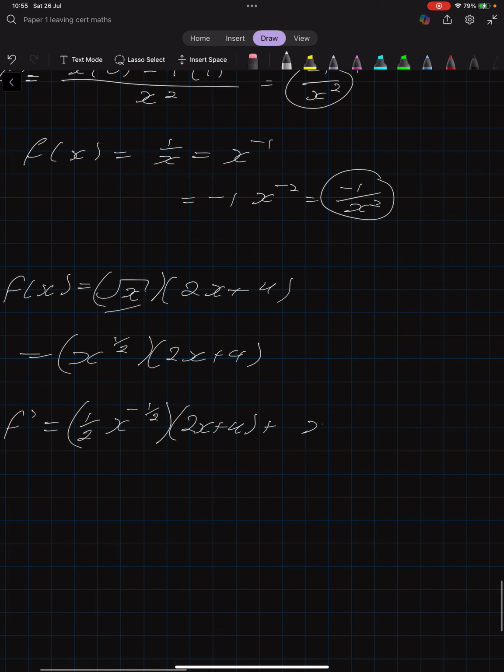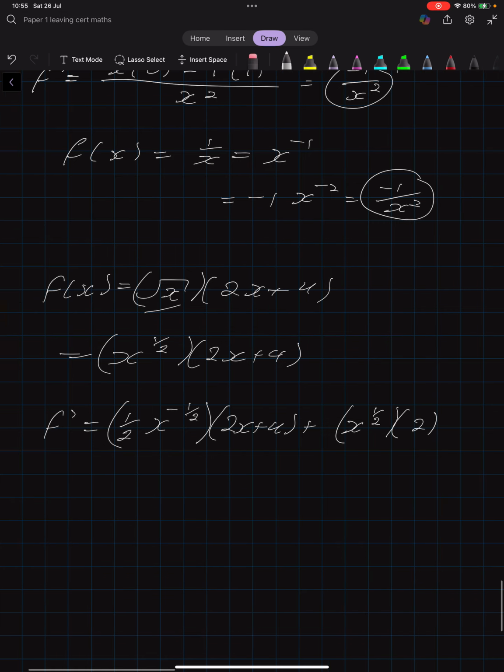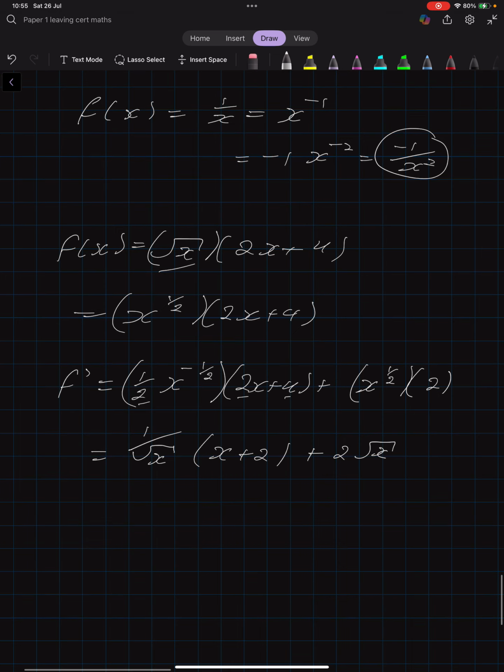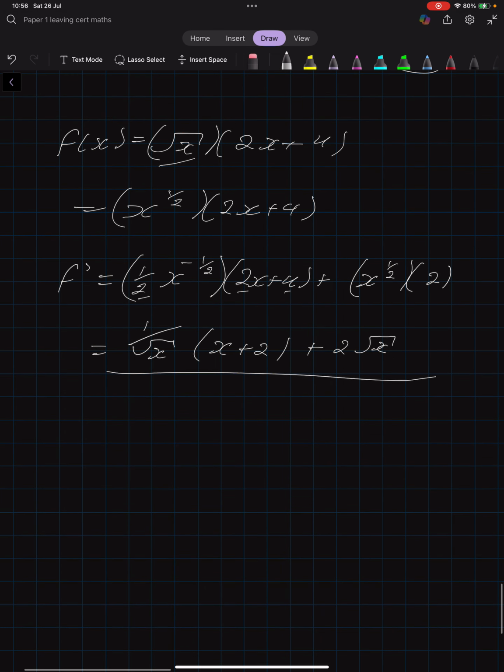Second part, you differentiate the second one, which in this case is just simply 2. Okay? So this is equal to, so the half will cancel with the 2 and the 4, so I'm just left with 1 over root x, into 4 plus 2. No, sorry, geez, x plus 2. Plus 2 root x. Like that. And that's it. Okay? So again, you won't be asked to simplify these. That's simplified enough. Alright? So that's the product rule.